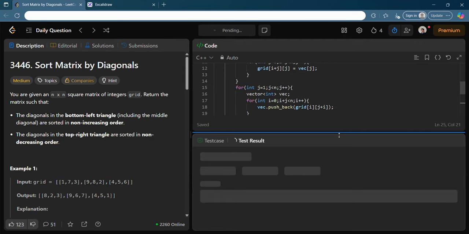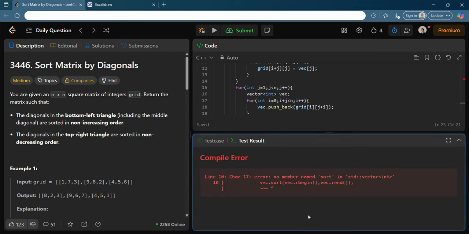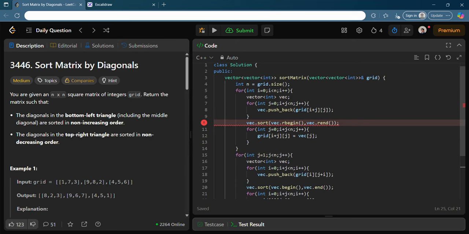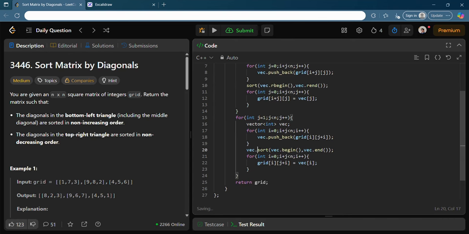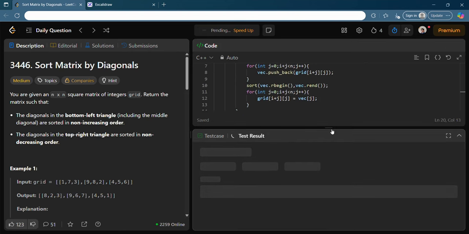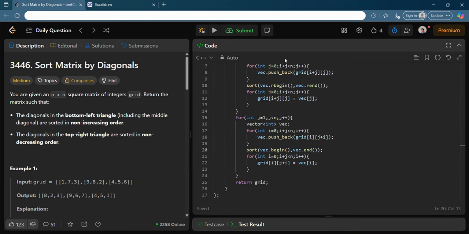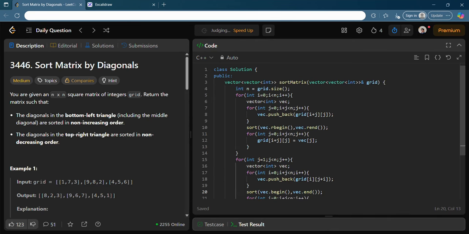So if you try to run this code and check if there are any errors, yeah, there is a compilation error. If you see, no member named sort. So why is this happening? All you need to do is call sort, right? There's nothing called vector dot sort. So yeah, that was the error. Now if you try to submit it, will it get accepted?